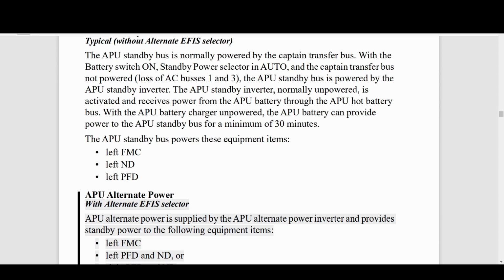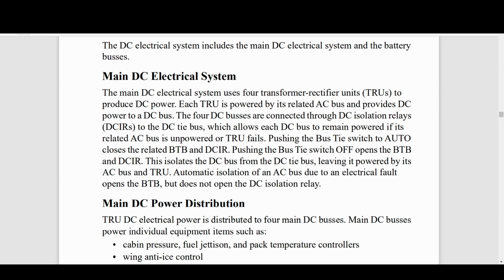How is DC power provided by the electrical system? 4 transformer rectifier units produce DC power, each TRU powered by its related AC bus. 4 DC buses are connected through DC isolation relays to the DC tie bus. Battery buses distribute DC power in addition to the 4 main DC buses.